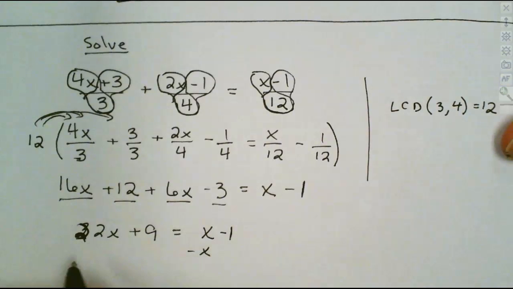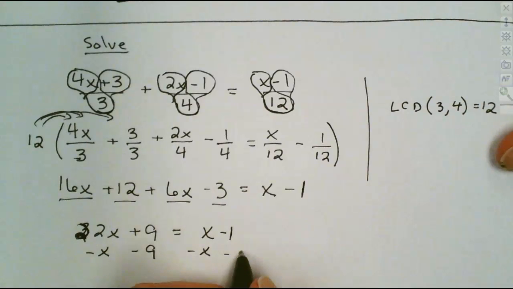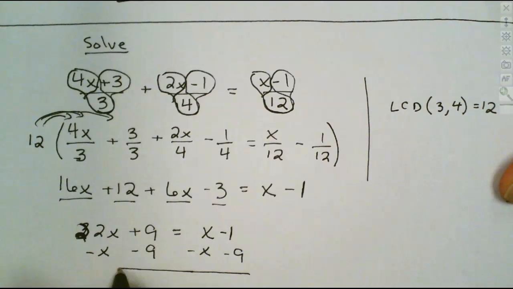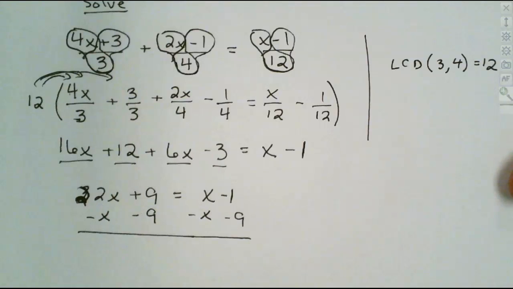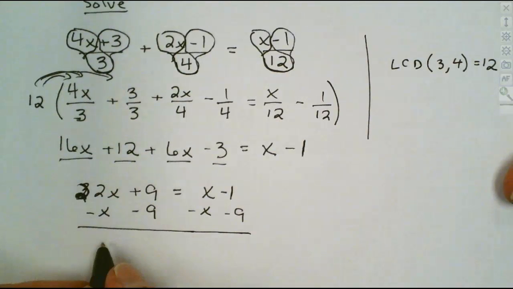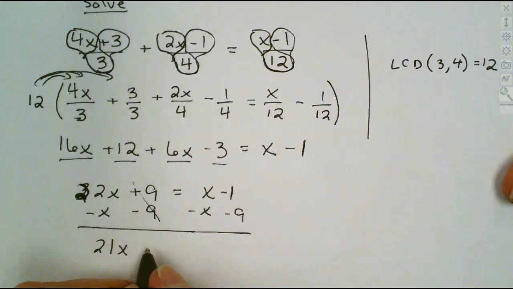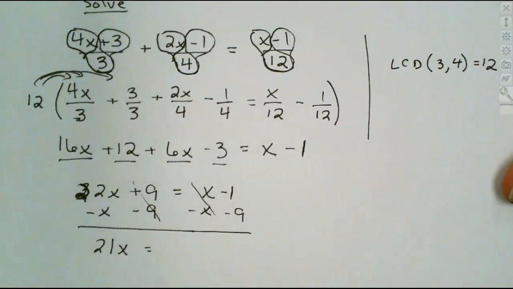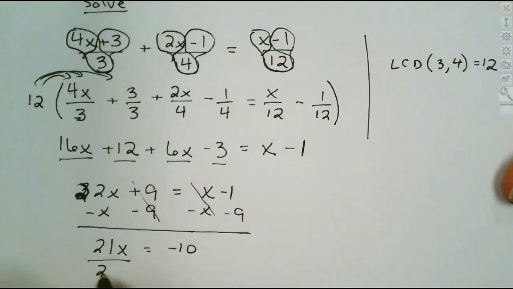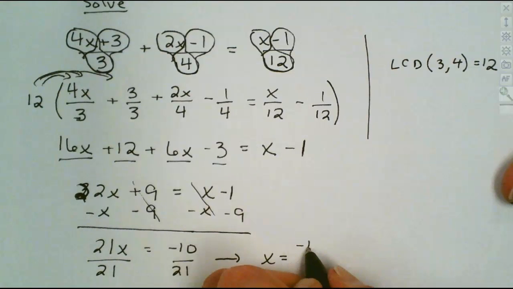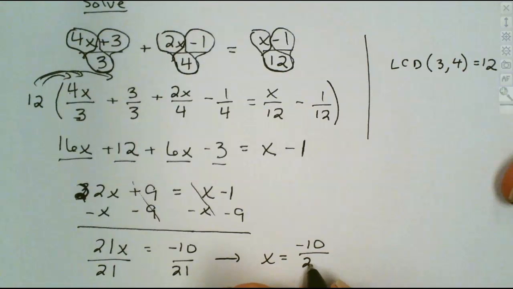Move that x over with subtraction. Move that 9 over also. And we're almost finished, because we now have 21x. The 9's cancel. The x's cancel. And it equals a negative 10. We're going to divide by our 21. And that leaves us then with x equaling now what? It looks like minus 10 over 21, doesn't it?